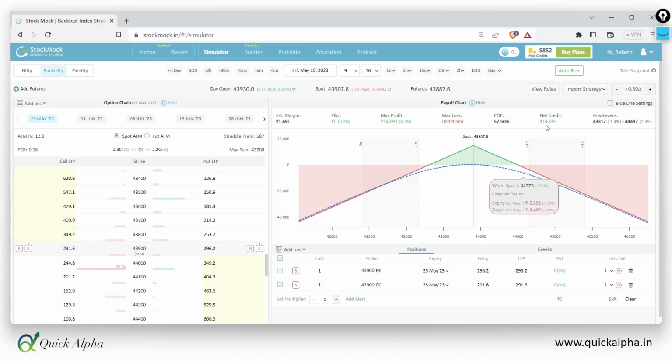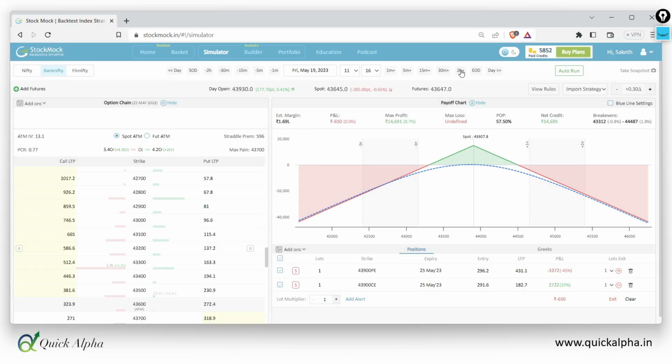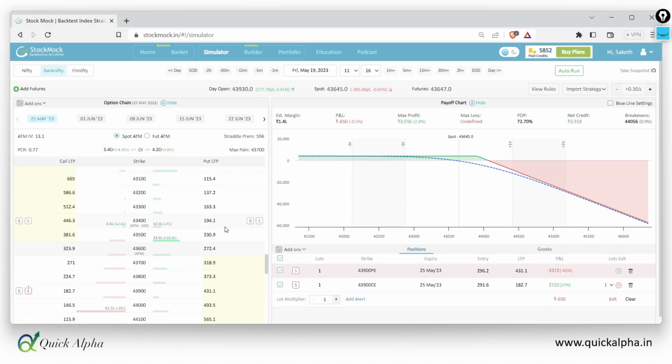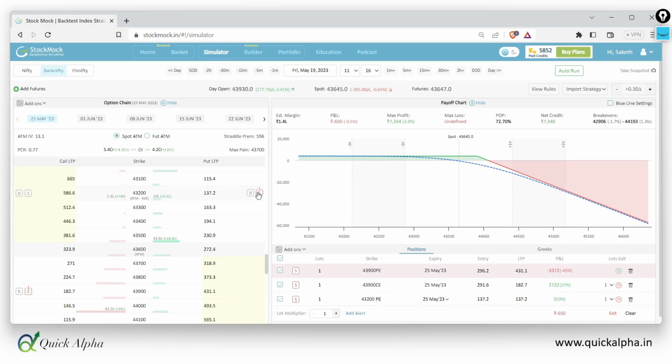Now let us move ahead by 2 hours. Once you do that, you can see that the market has slightly moved lower, and the chances of the market going lower are much higher. So all you can do is simply cut your put leg. Before I cut my put leg, what I want you to note is the break even, which is 43,312. Now I'll cut my put leg and short another put leg at 43,200.